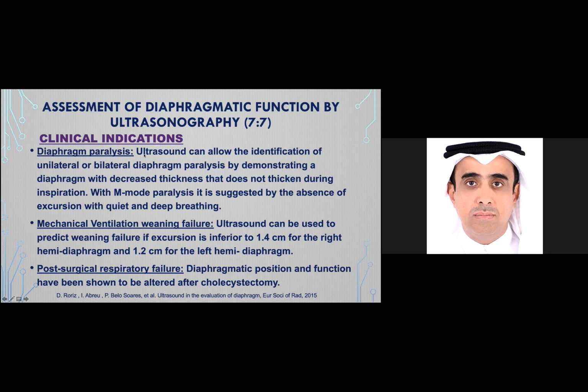Or take the patient on mechanical ventilation, where you try to wean the patient from the ventilator. If the diaphragmatic excursion is 1.4 or 1.7 during ventilation, it is difficult to wean the patient from the extubation. Also, a patient post surgery, like cholecystectomy. The failure rate is very high if you do not measure the diaphragmatic excursion beforehand.